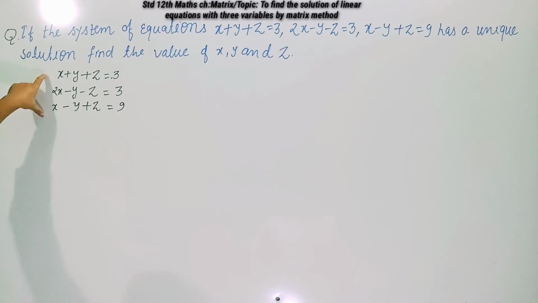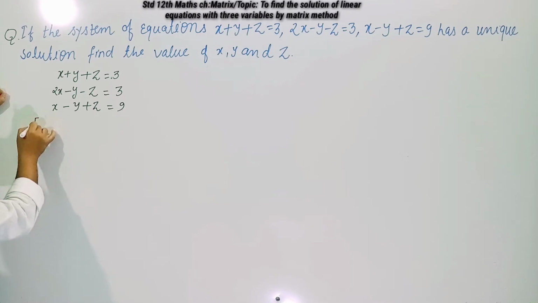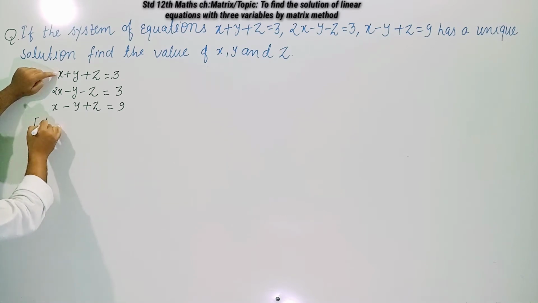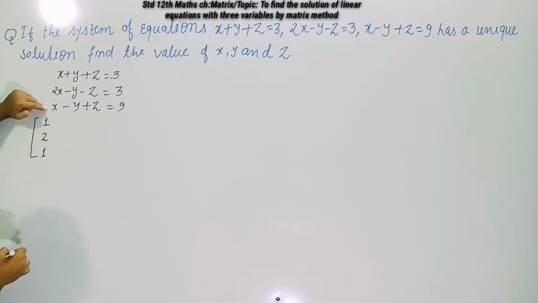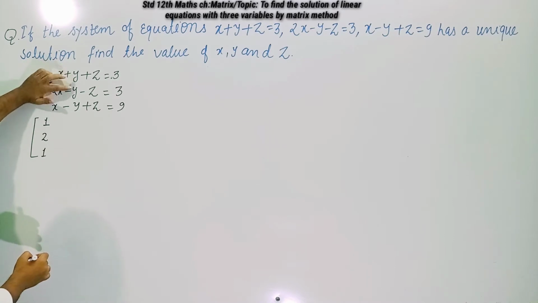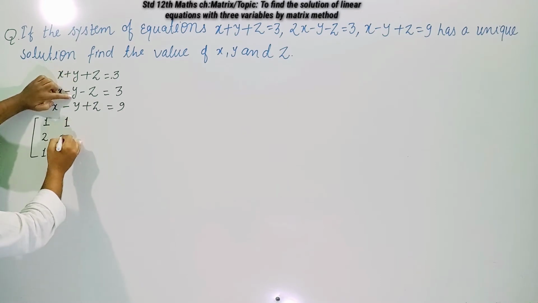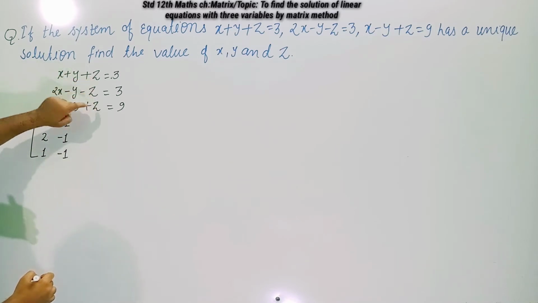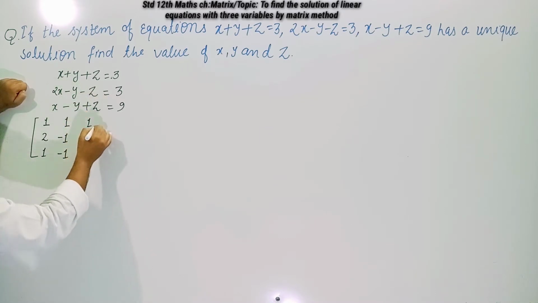Okay students, first of all writing these equations in the form of a matrix. Here you can write a matrix having these coefficients. The coefficients of x are 1 in the first equation, 2 in the second, and 1 in the third. Similarly with the y variable: the coefficient of y is 1 in the first equation, minus 1 and minus 1. Similarly we will write the coefficients of z: 1, minus 1, and 1, right?